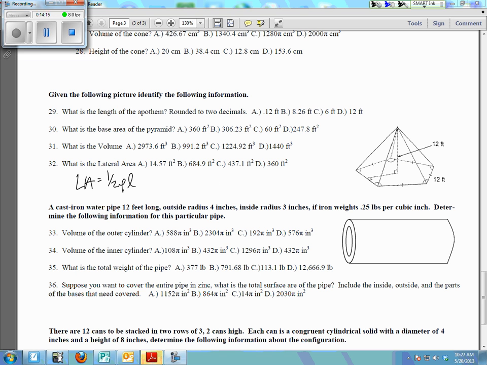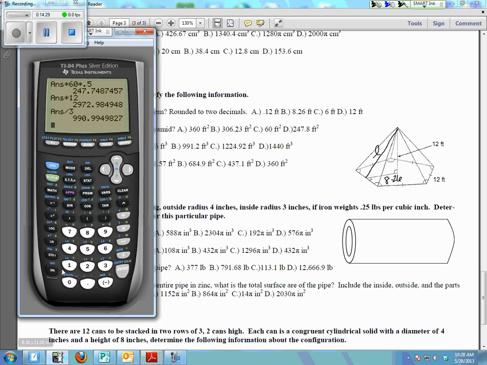Coming back and finding the slant height, that's going to be that distance right there. We know that's 12. We know that is 8.26. So L, the slant height, is going to be the square root of the sum of those two squares. So I'll take 12 squared plus 8.26 squared. And I'll take the square root of that. And my slant height is 14.57. That's simply the Pythagorean theorem to find L.